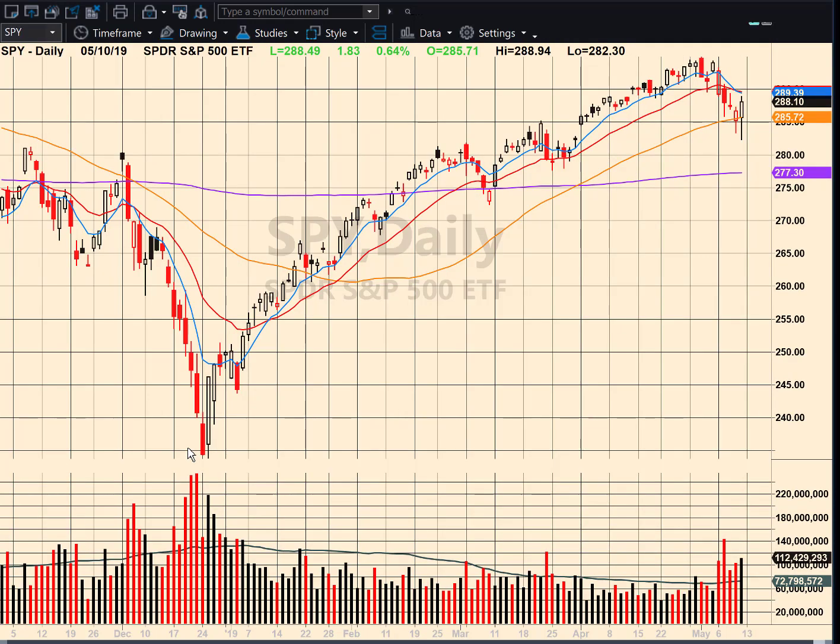Here is the spiders, the S&P ETF. We dipped below the 50-day in orange Thursday and Friday. Both days we got back above. Both days there was a rise in volume.